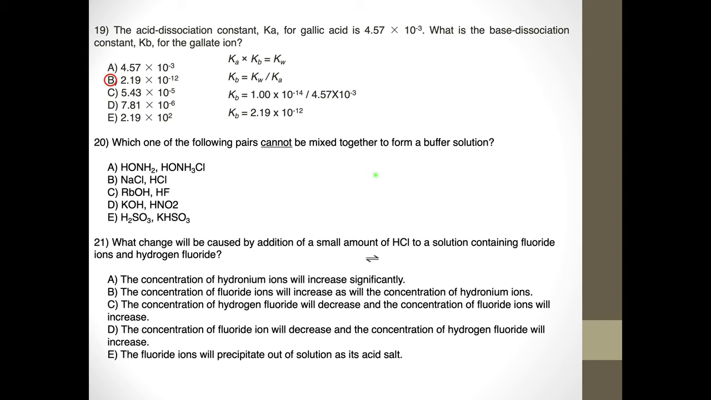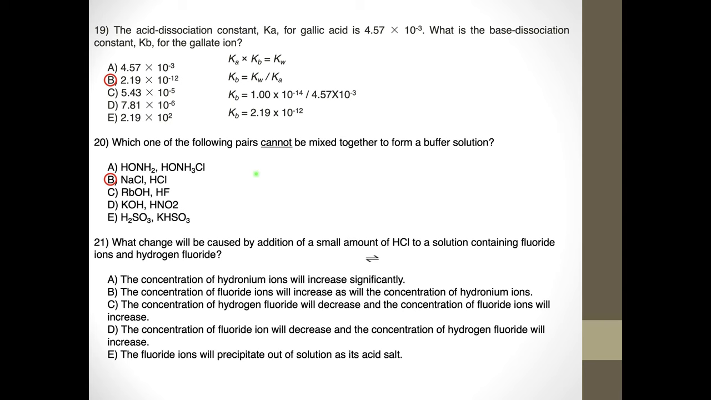Number 20, which one of the following pairs cannot be mixed together to form a buffer solution? You may know that to create a buffer solution, you may use a weak acid and its conjugate base. As you can see here, you have HCl. HCl is a strong acid, so that is the one that you can't use, because you can't use a strong acid to create a buffer solution. So that's why it's letter B.